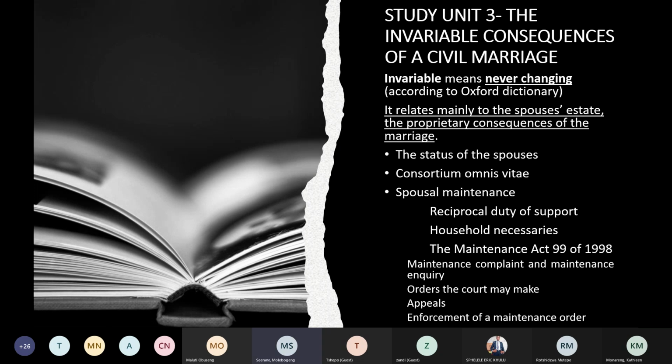So the donation between spouses, this is our fifth invariable consequence. Donations made to each other before the commencement of the act are valid.